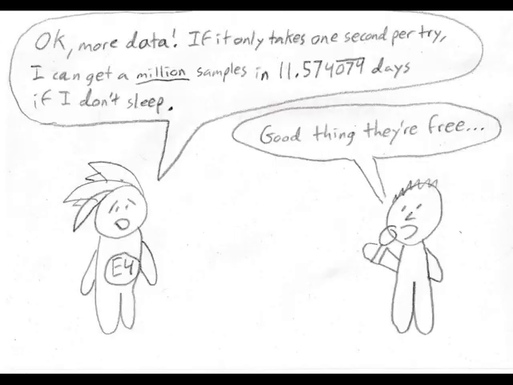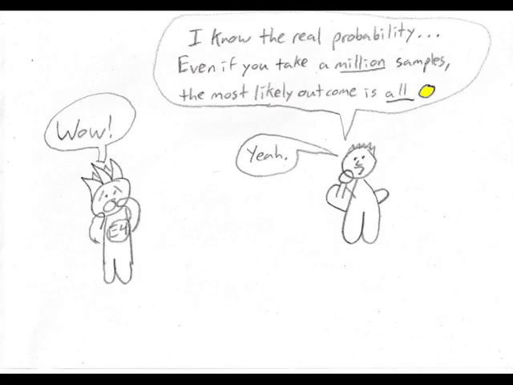I'm back. Okay, more data. If it only takes 1 second per try, I can get 1,000,000 samples in 11.574074074074 days if I don't sleep. Good thing they're free. I know the real probability. Even if you take 1,000,000 samples, the most likely outcome is all yellows. Wow.